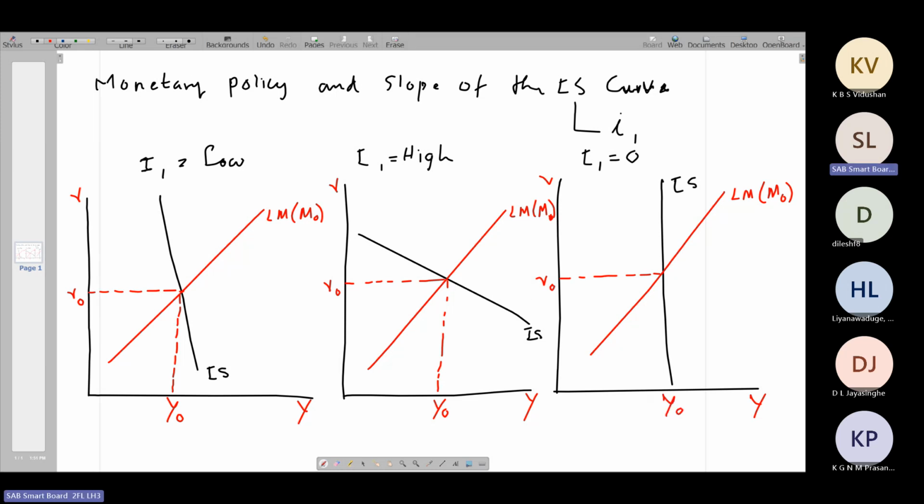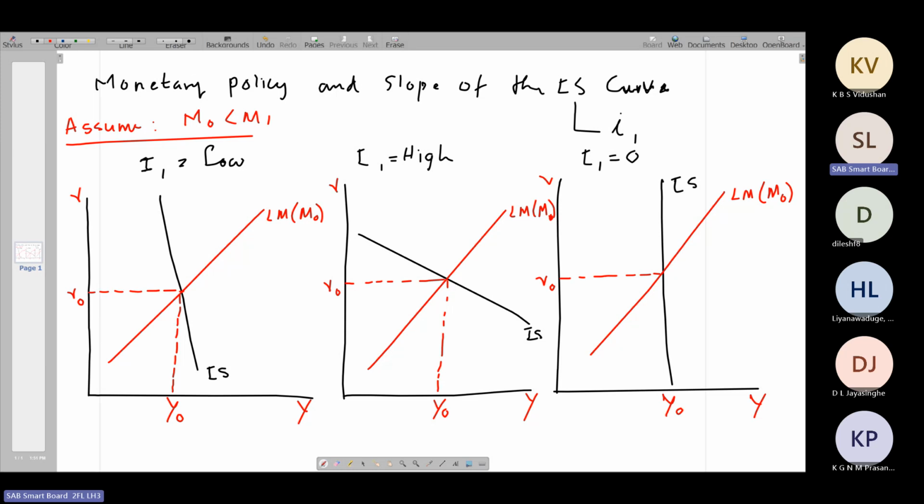Now we are going to implement monetary policy. So we assume expansion in monetary policy action. We assume the money supply increases from M0 to M1. The central bank raises the money stock from M0 to M1. So that is our assumption.